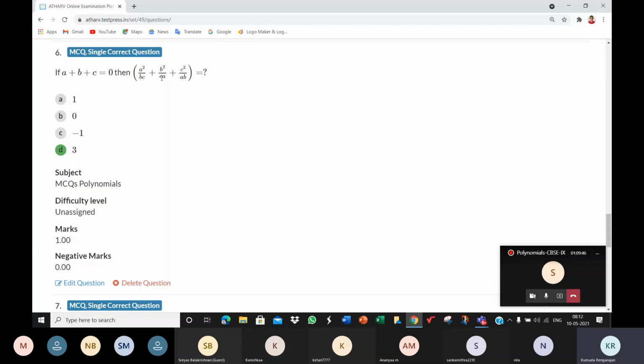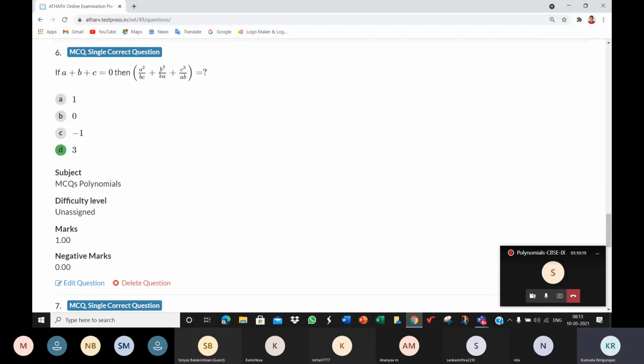Now the denominator here is CA, so we need to multiply the numerator with B. What is B squared into B? B cube. Similarly, here the numerator will be C cubed, because the denominator has AB, but the common denominator is ABC. So we multiply the numerator with C, and that gives us C cubed. Now, it's given to us that A plus B plus C is 0.